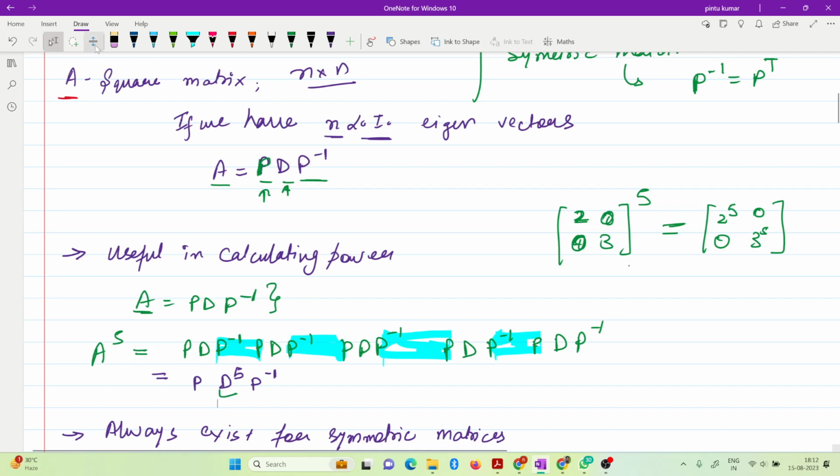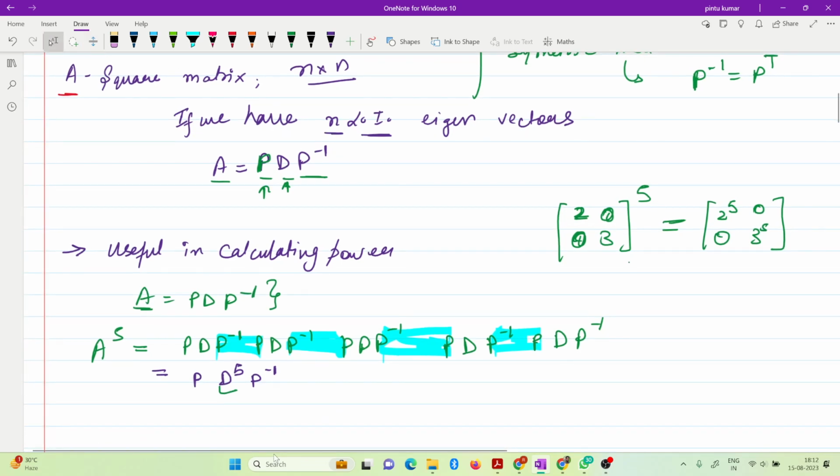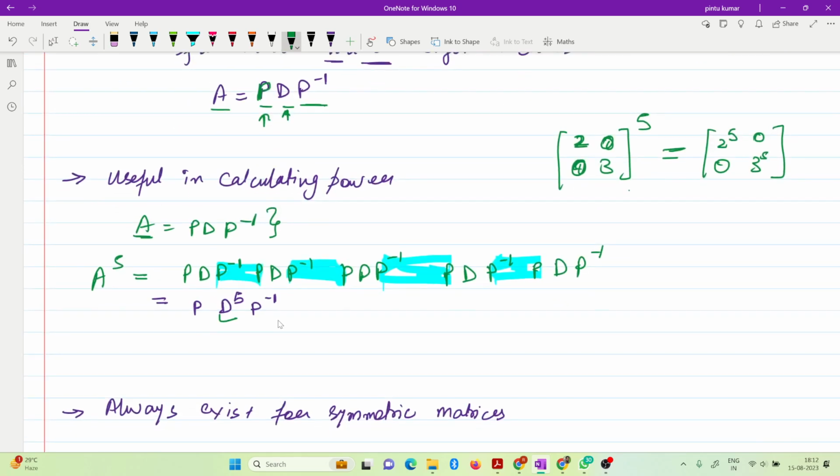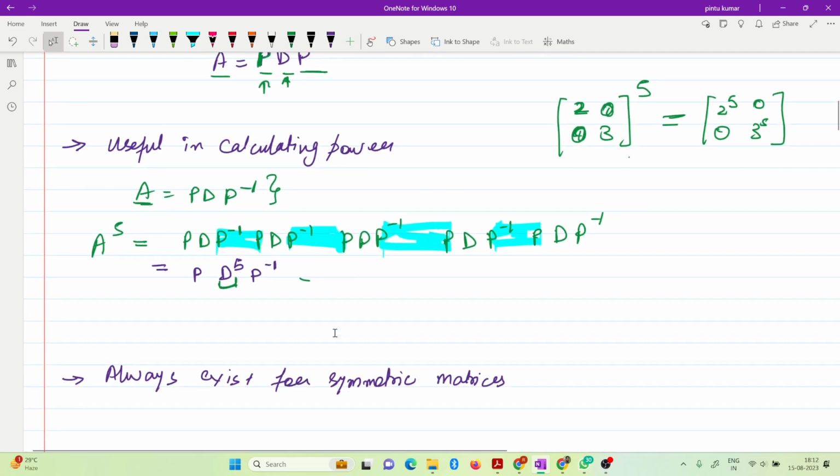So if in some application you have to find some matrix A to some high power, let's say A to the power 1000 or 2000, you need not explicitly calculate that. You can first transform it to its eigen decomposition and then calculate in this way. So one thing is this that I wanted to tell you.